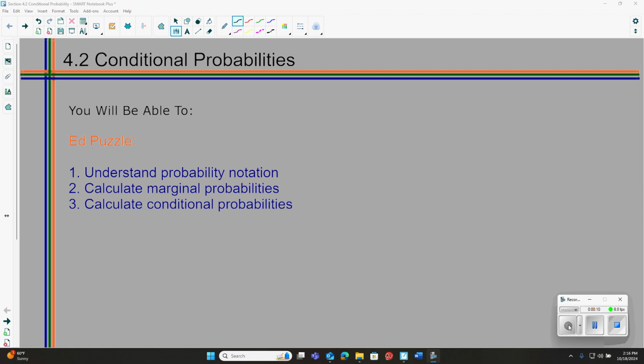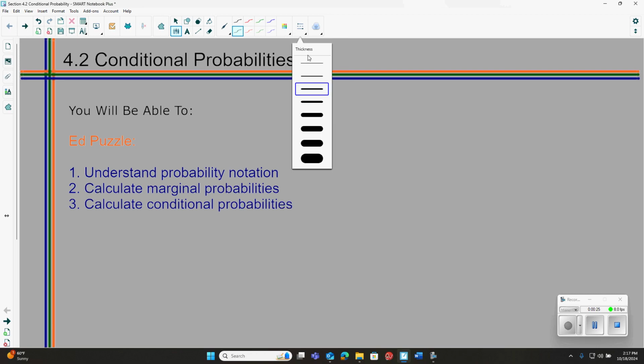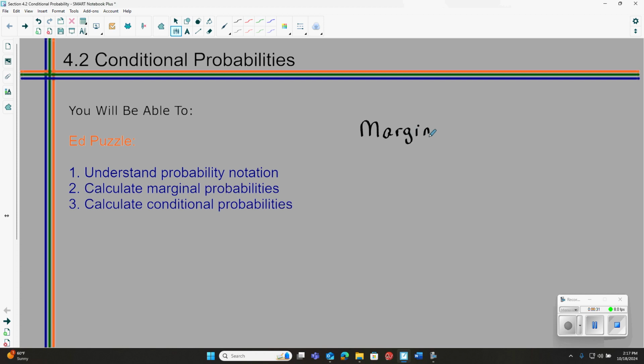In this Ed Puzzle, you're going to be able to understand probability notation, calculate marginal probabilities, and calculate conditional probabilities. You're going to notice some of this is from the last class, but I really wanted you to hone in on this. Today we're going to discuss the difference between marginal probabilities versus conditional probabilities. So let's go ahead and get into it.